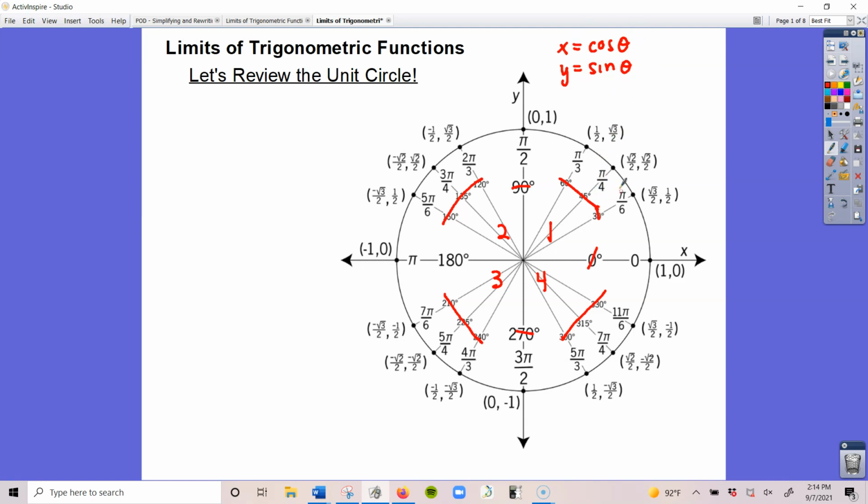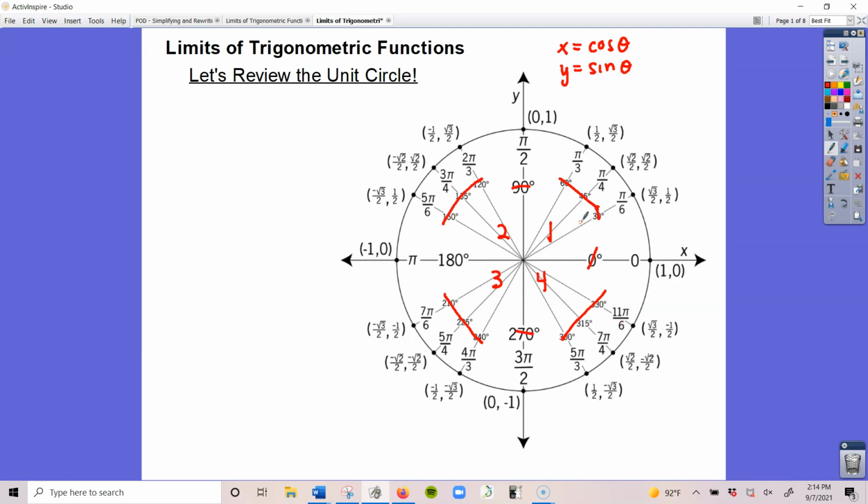Now, let's review these angles a second. If you're in quadrant 1, the angle is always just pi over whatever the denominator is. In quadrant 2, the numerator is 1 less than the denominator, so that's why it's 2 pi over 3, 3 pi over 4, 5 pi over 6. In quadrant 3, the numerator is 1 larger than the denominator. And in quadrant 4, the numerator is double the denominator minus 1.